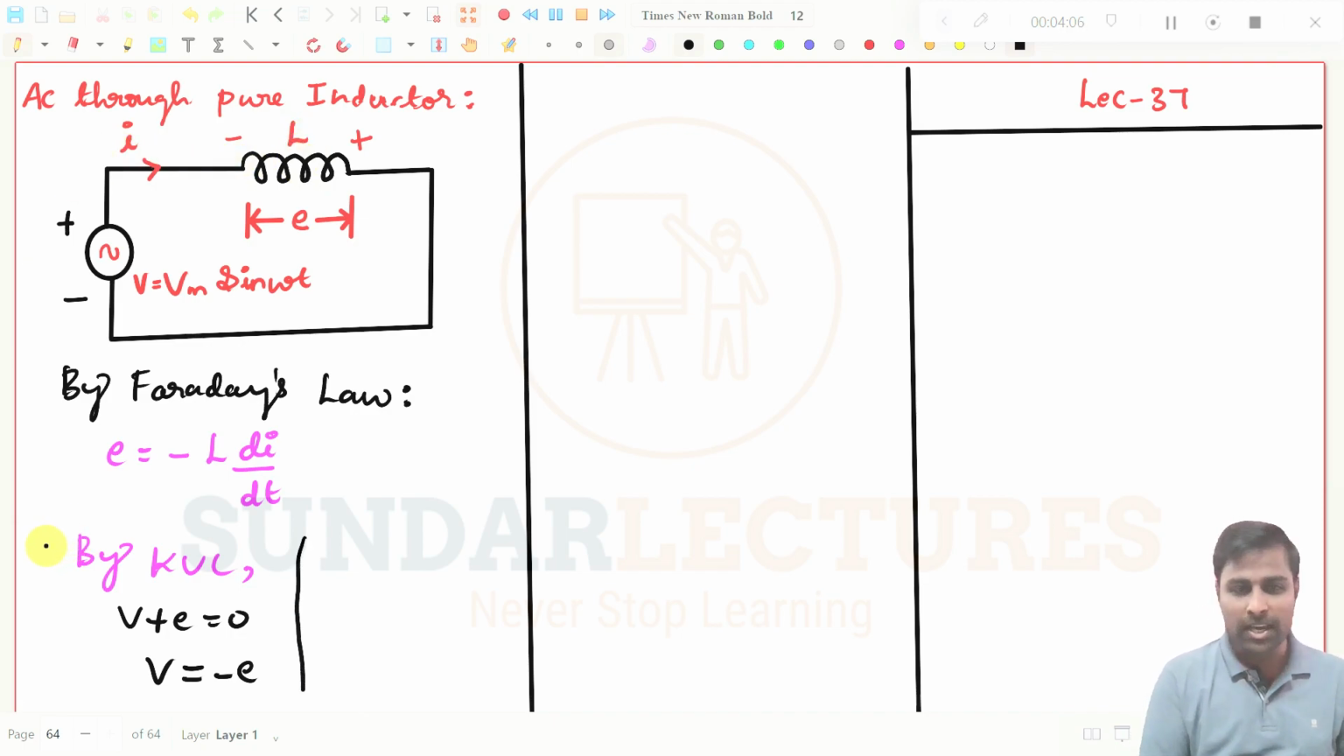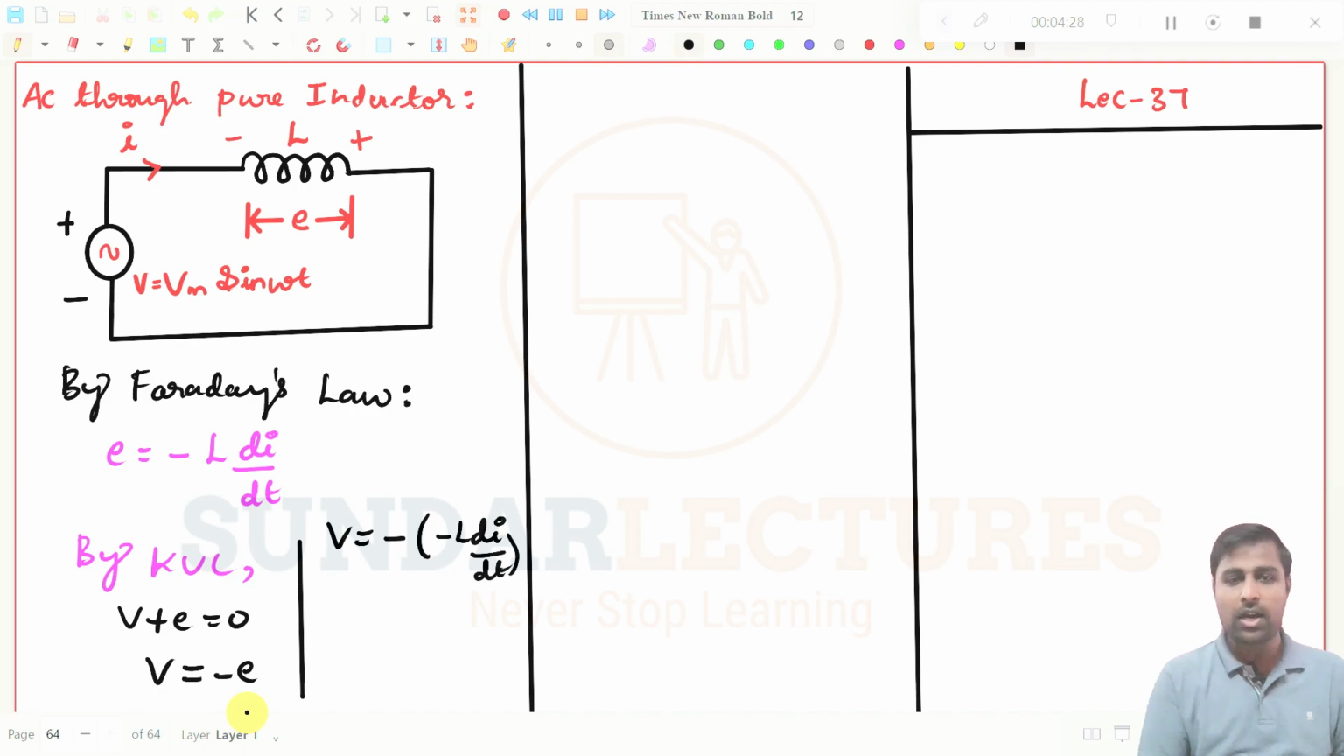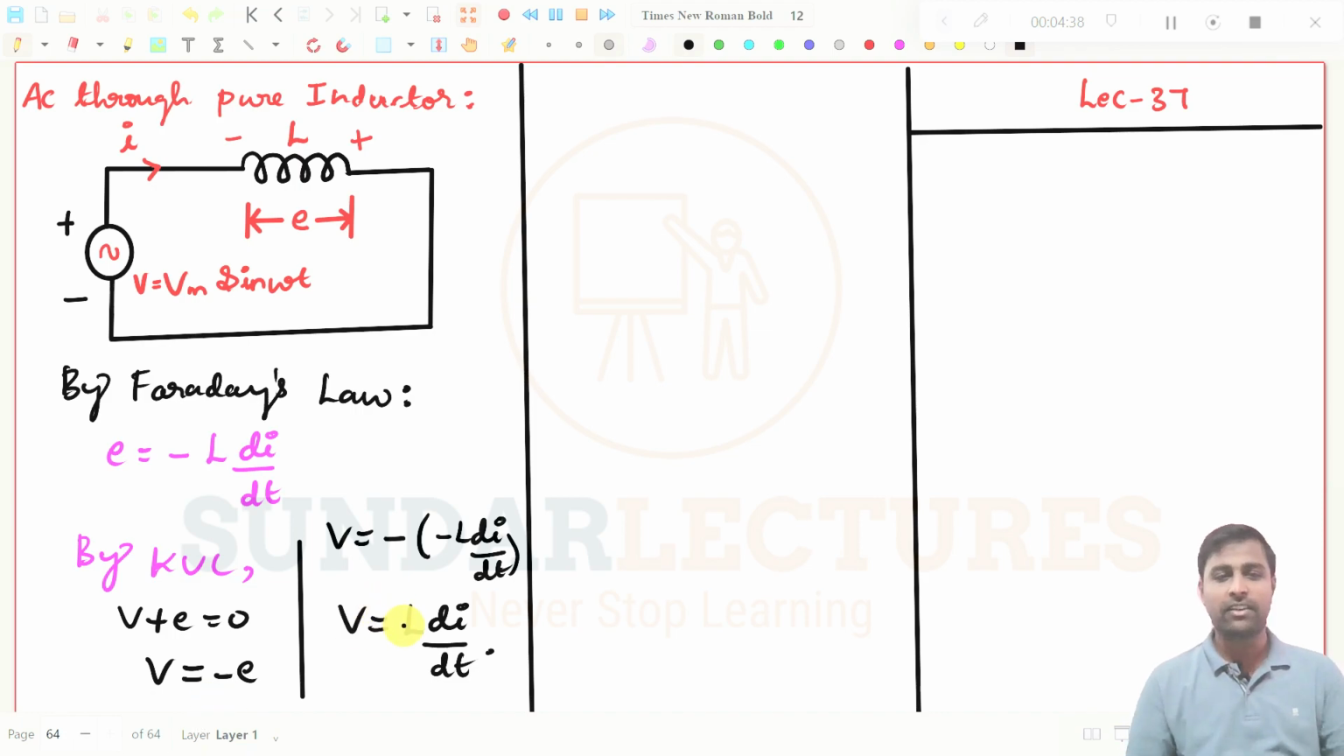Now we can also find V. V is equal to minus of E, and E is minus L di by dt. So at last, V is equal to L into di by dt. This is the expression we need. Now we need to find what I is.